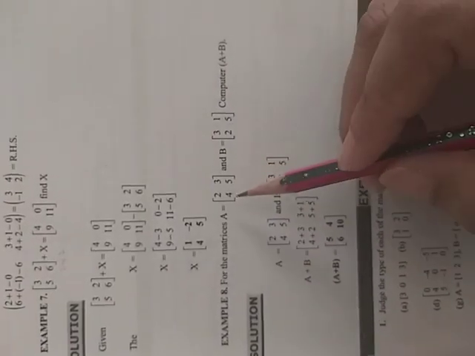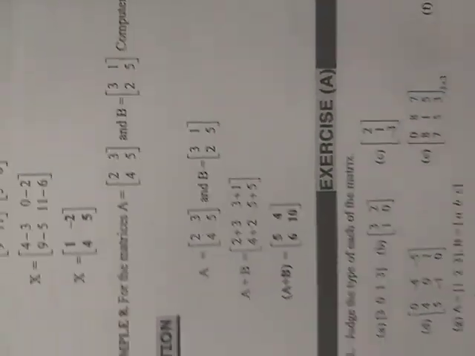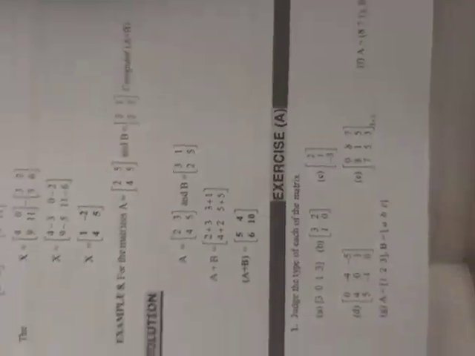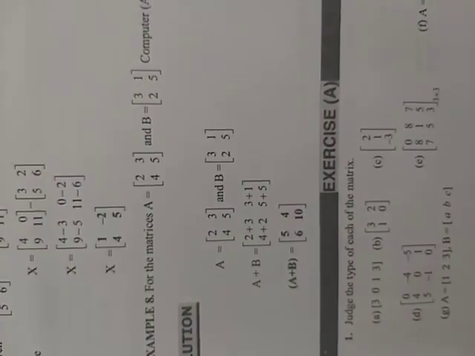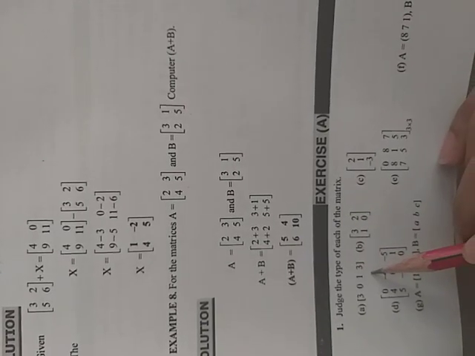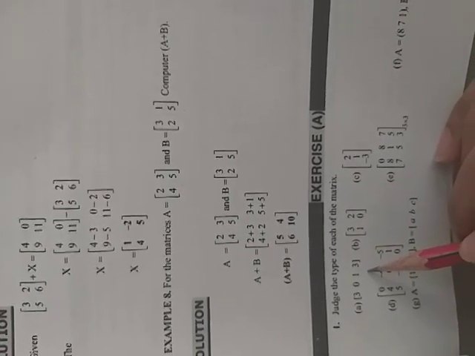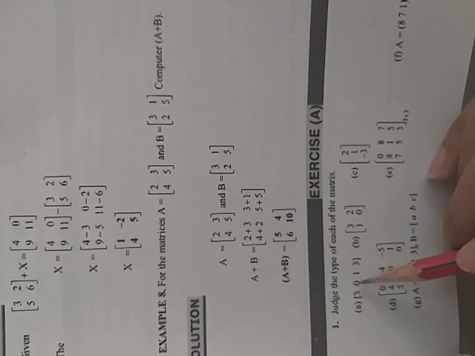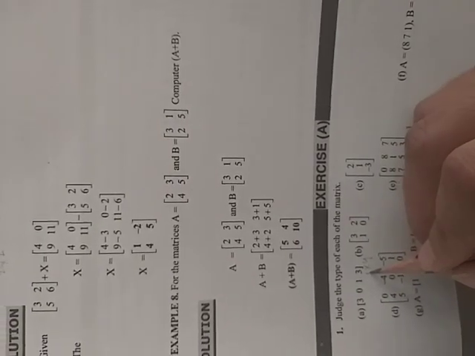Now example 8, for matrix A and B compute A plus B. I hope you can do it easily. In the next example they have first in the exercise. So they have asked you to judge the type of each matrix. So this is clearly one row. See what its order will be: 1 row and 1, 2, 3, 4 columns. So 1 by 4. So if there is only one row, this becomes the row matrix.